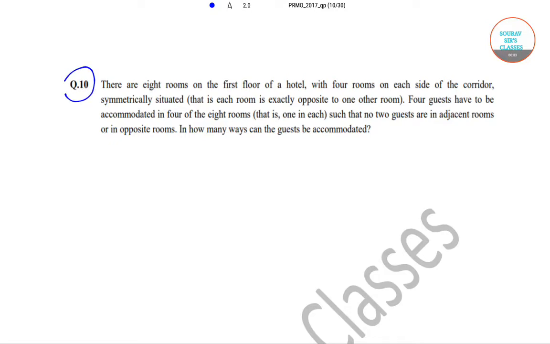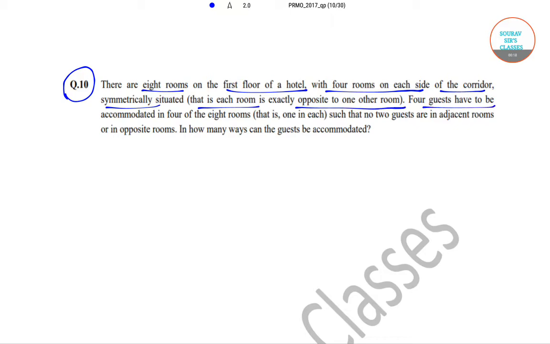Today we'll be doing question number 10. So in question number 10 it has been said that there are 8 rooms on the first floor of a hotel with 4 rooms on each side of the corridor symmetrically situated. That is, each room is exactly opposite to one another room.